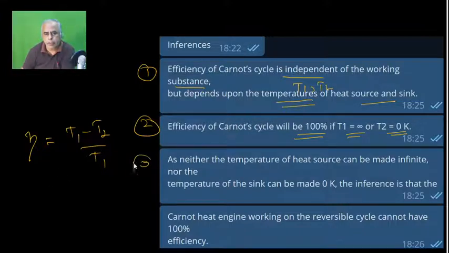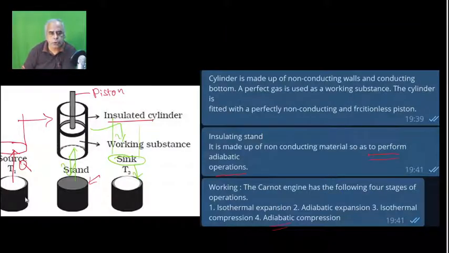And similarly, third point, neither temperature of heat source can be infinity. It is very, very difficult to get the infinite amount of heat. Is it not? So T1, that is the source temperature. Is it not? So can you make it infinity? It is very difficult. So as neither of the temperature of heat source can be infinite, nor the temperature can be made 0. So T2, so we have got two positions, this is the source, this is the sink. Can you make an infinite temperature? No. Can you make absolute 0 Kelvin temperature of sink? That is also ruled out, is it not?